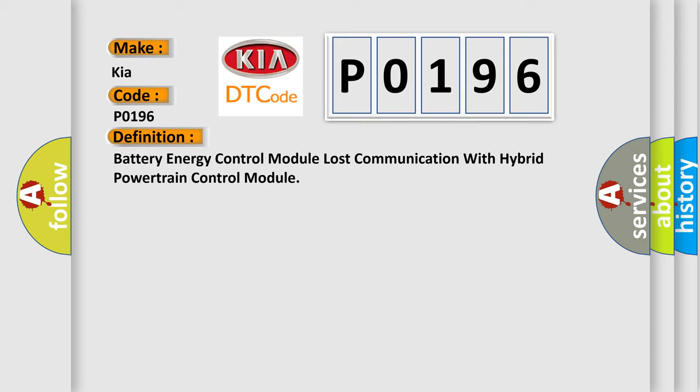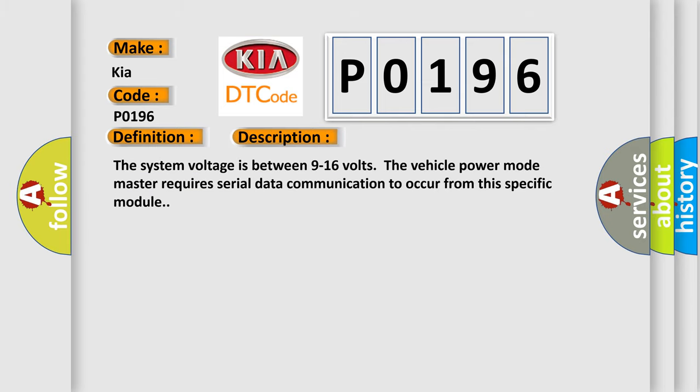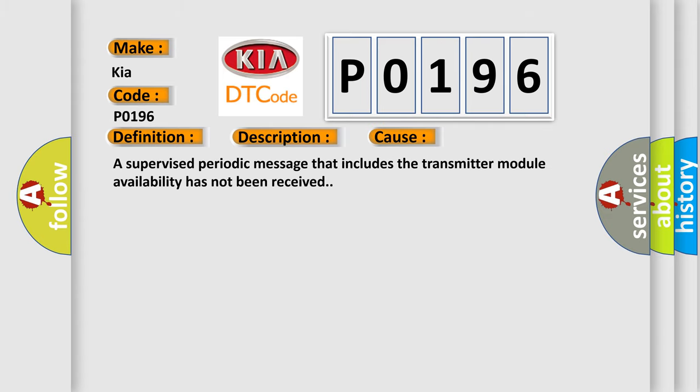And now this is a short description of this DTC code. The system voltage is between 9 to 16 volts. The vehicle power mode master requires serial data communication to occur from this specific module. This diagnostic error occurs most often in these cases: a supervised periodic message that includes the transmitter module availability has not been received.